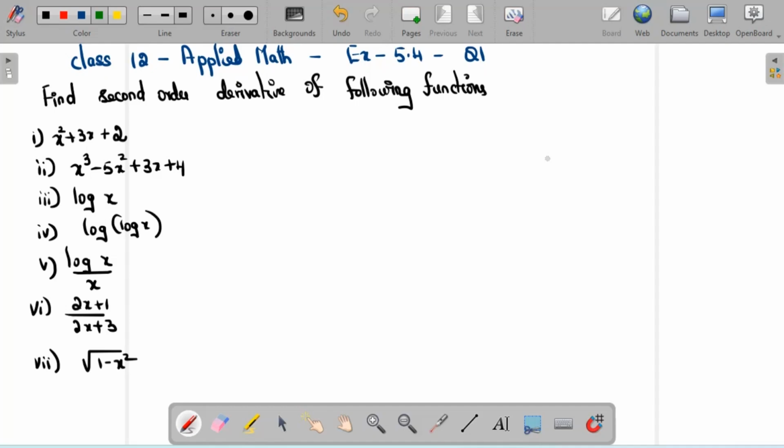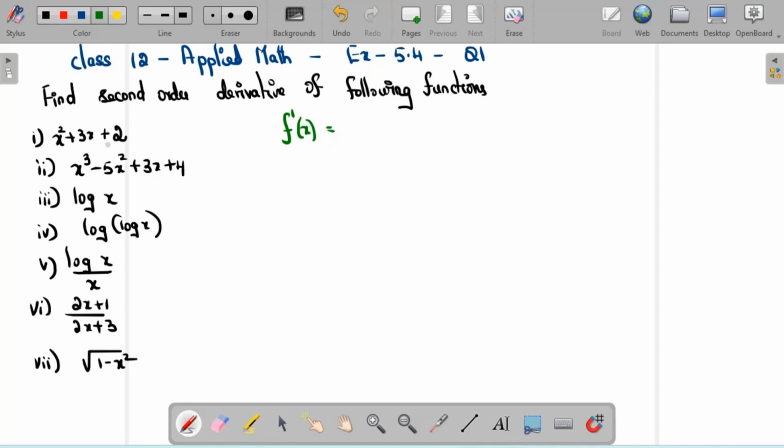In this video, let's find the solution for the first question in exercise 5.4. Find the second order derivative of the following functions. So first let's take the first one. I'm going to refer to each of these functions as f of x. So the first order derivative is nothing but f dash of x.